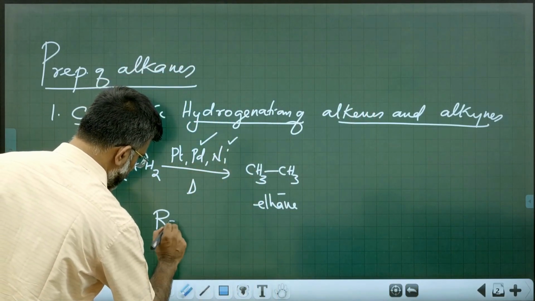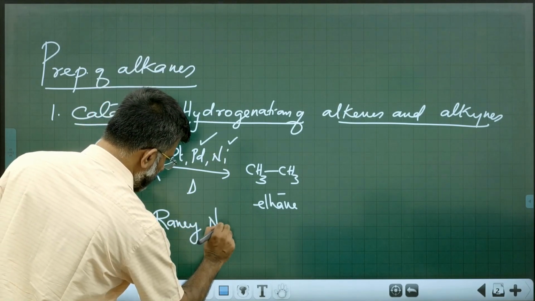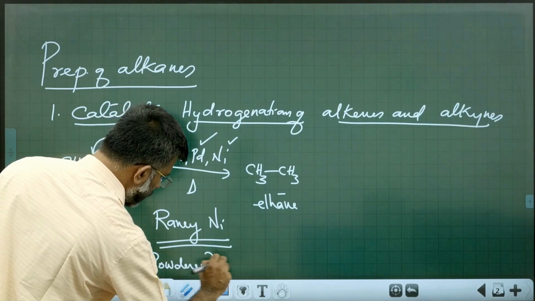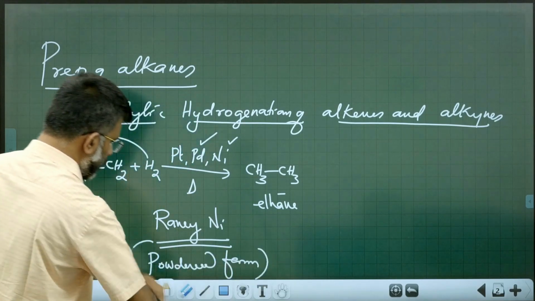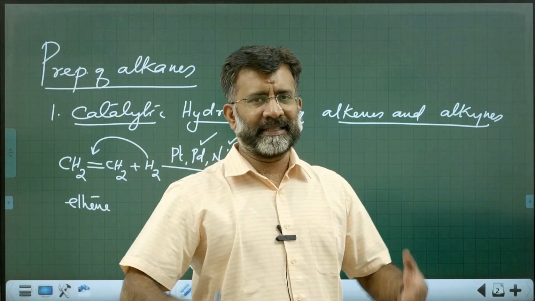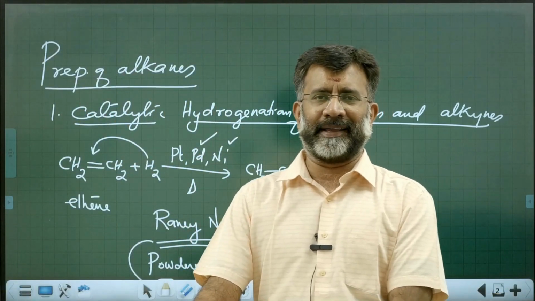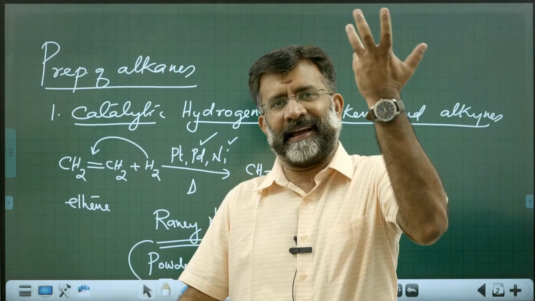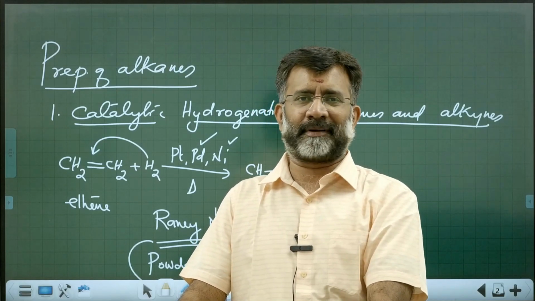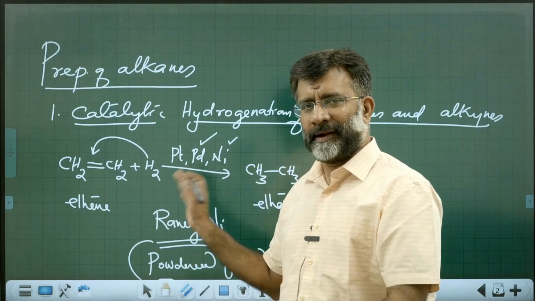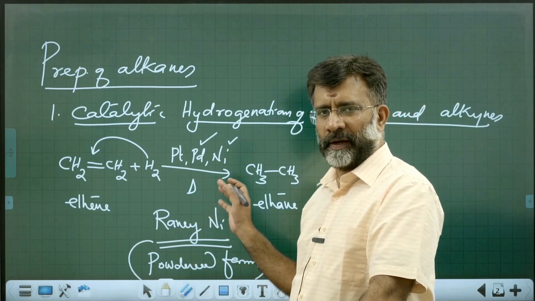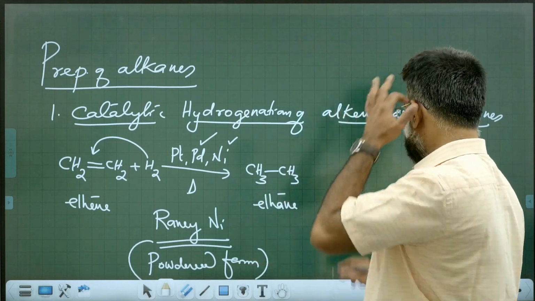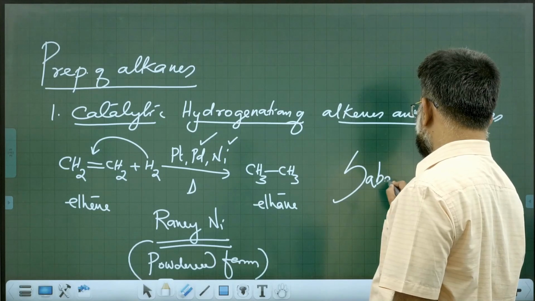What is Raney nickel? Raney nickel means active form of nickel, powdered form of nickel. Why do we use the powdered form of nickel? When you make the catalyst in the powdered form, what is the advantage? The catalytic activity will be enhanced because surface activity is important for a catalyst. So all these are heterogeneous catalytic actions and are called catalytic hydrogenation reactions, and sometimes also called the Sabatier-Senderens reaction.